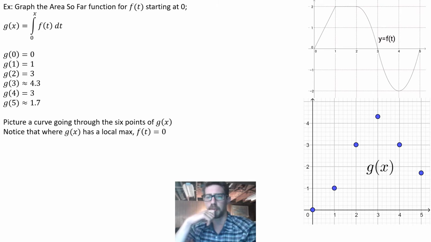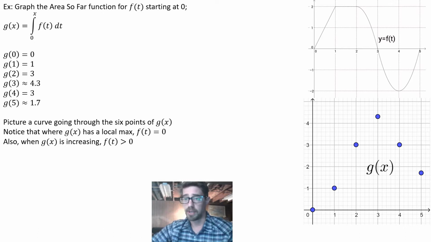So this is important. G of x has a local max right at x equals 3, right? Look at f of t there. F of t is 0 there. Think about why that is, because that's when it stopped accumulating area and started losing area. That's why it peaked there.